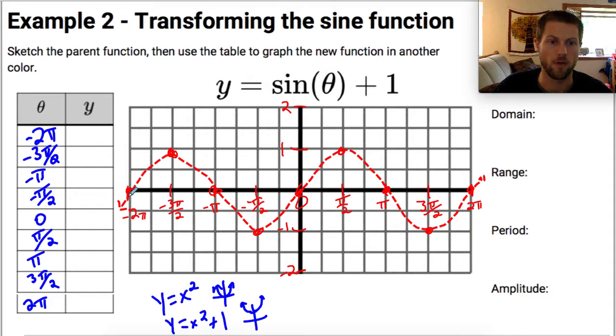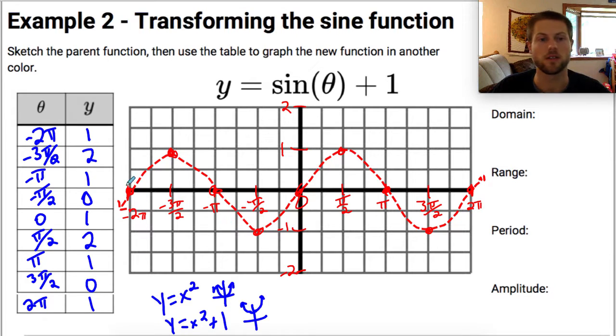So my first y value used to be a 0. Now I'm moving that up 1 to a 1. My second y value, when theta is equal to negative 3 pi over 2, used to be 1. Moving that up 1 to 2. And then what I'm going to do next is I'm going to move back down to my midline. So that's going to be a 1. Next, when theta is negative pi over 2, normally that sine of theta is negative 1, but when I add 1 to that, I'm going to move that up to 0. And I'll just continue this pattern in the same way.